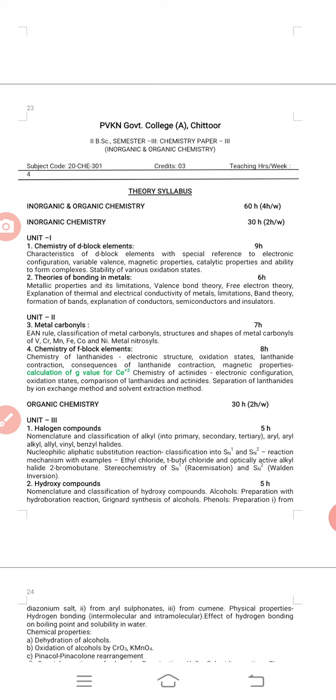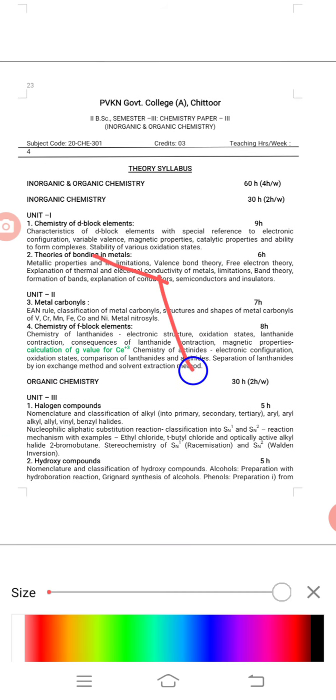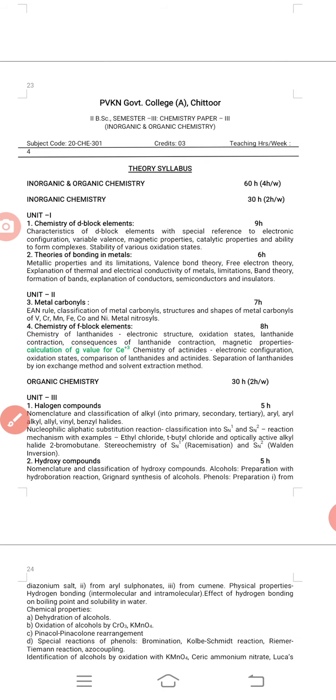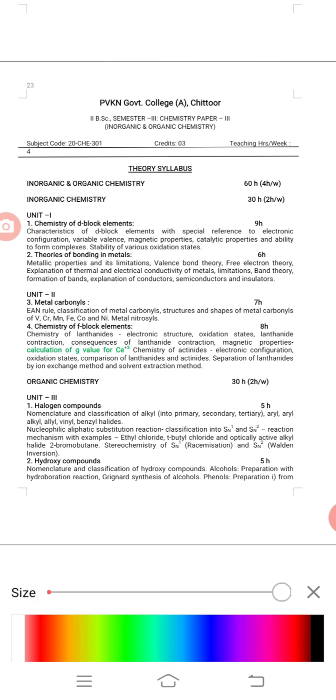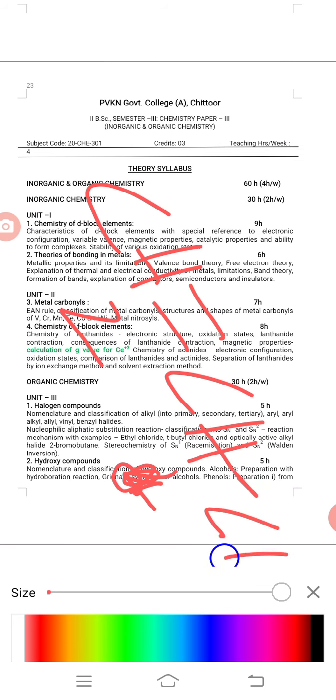So next, what is aryl? What is allyl? Aryl means nothing but the benzene nucleus. For example, chlorobenzene is an aryl halide. Next, what is allyl? Allyl is very simple. For example, CH2 double bond CH2 is ethylene. Instead of one hydrogen, I can write another CH2.